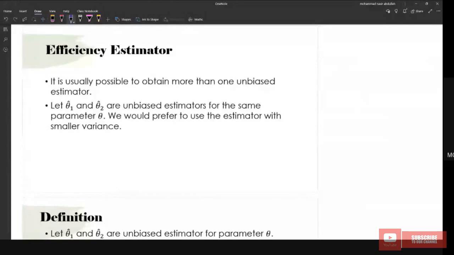First, we need to make sure both estimators are unbiased. This is key before we evaluate the good estimator. So both estimators should be unbiased, and then we should choose the estimator with the lowest variance, to get a proper estimation. If we have a larger variance, then it will not estimate well.